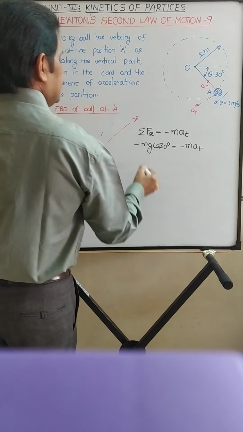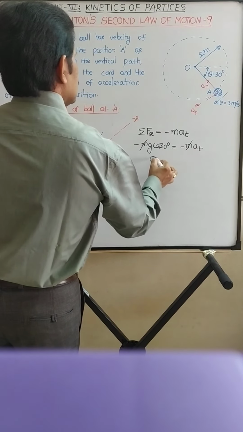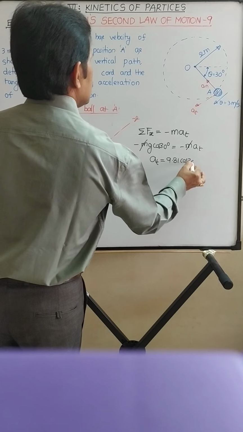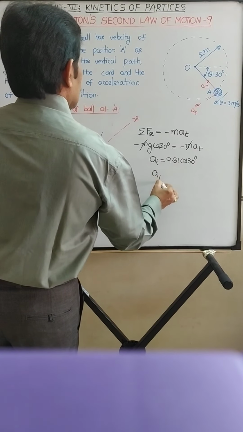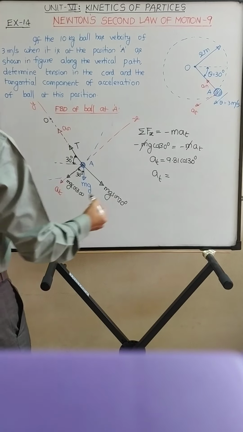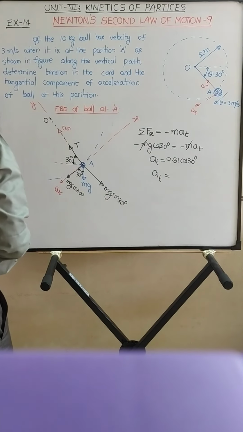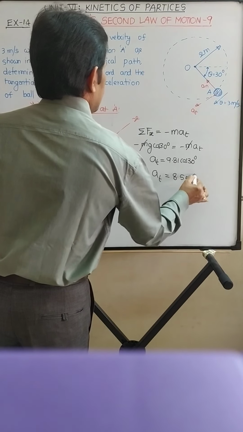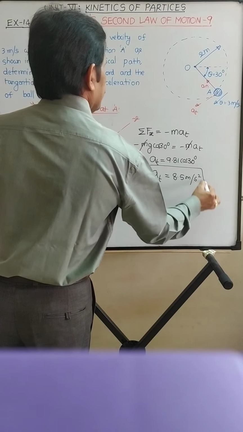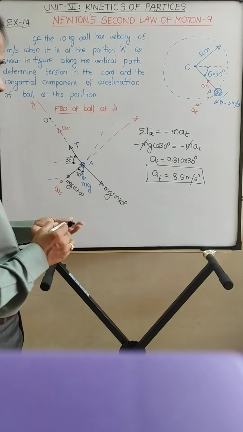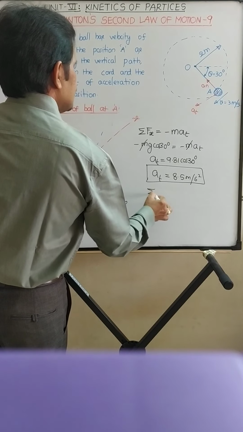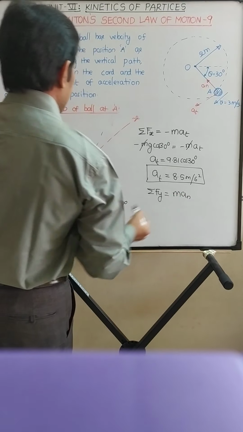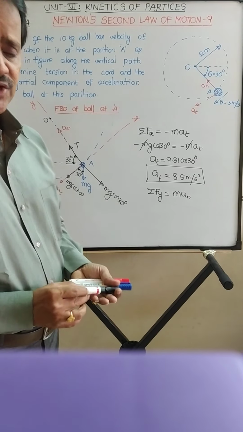So you can cancel m. So at is equal to g cos 30, 9.81 cos 30. So the tangential component of acceleration at this position at is equal to 8.5 meters per second square. And to find out the tension in the cord, let us write the unbalanced force in y direction, summation Fy is equal to m an. An is the acceleration in y direction.